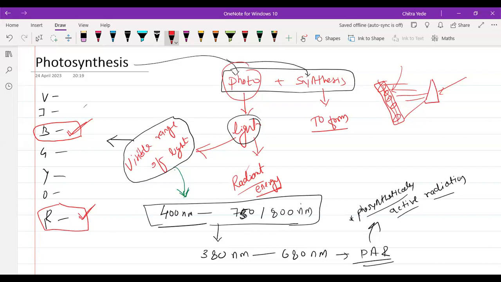To form the food in presence of light. And here the chlorophyll is an important pigment which acts as an energy trapping pigment, you can say. It absorbs the radiant energy and converts it into chemical energy, and that chemical energy is deposited in the form of food in plants, which is nothing but the starch. Any doubt in the name of photosynthesis now?